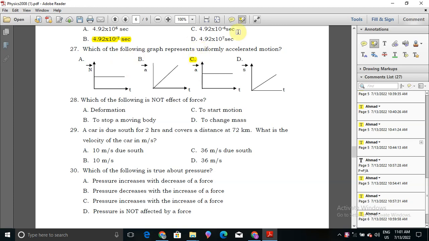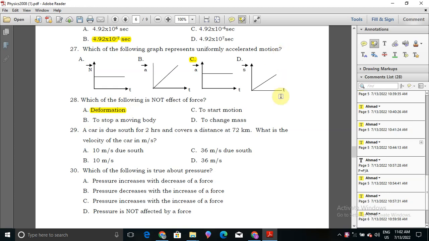Now question number 28 says which of the following is not an effect of force? Deformation, to stop a moving body, to start motion, or to change mass. First of all, to stop a moving body, to start motion, and to change mass are effects of force, right? But the one which is not an effect of force is deformation. So the correct answer that's different from the others is deformation.